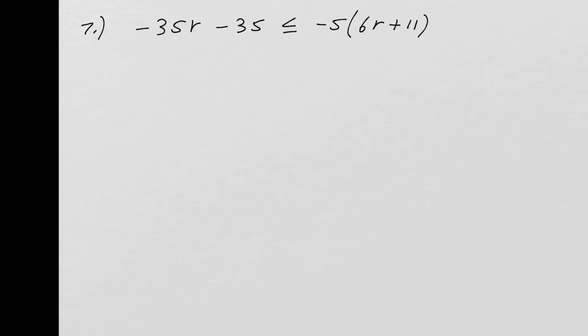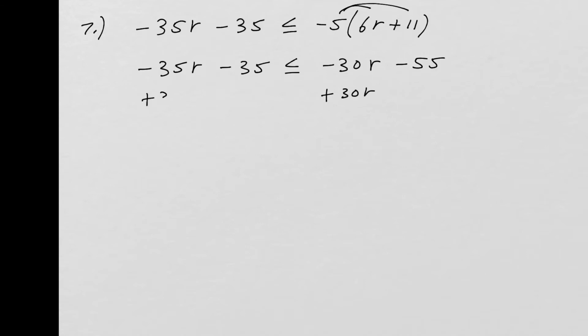So I need to distribute that negative 5 in first, right, on the right-hand side. So I have negative 35r minus 35 less than or equal to, negative 5 times 6r is negative 30r. Negative 5 times positive 11 is negative 55. Now, actually, let me bring the r's to the left-hand side. So I'll add 30r to both sides. So I'm going to get negative 5r, right? Negative 35 plus 30 is negative 5. So negative 5r minus 35, still less than or equal to negative 55.